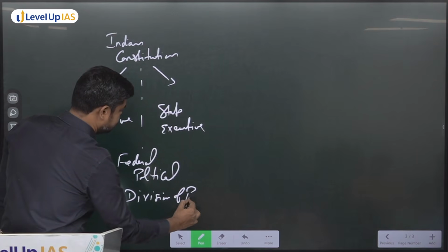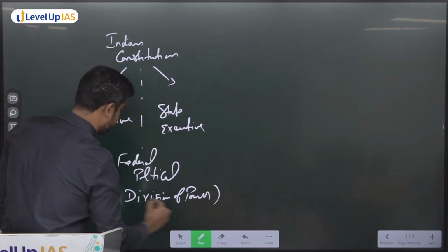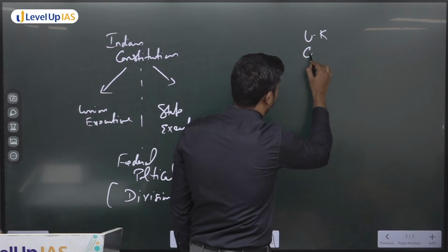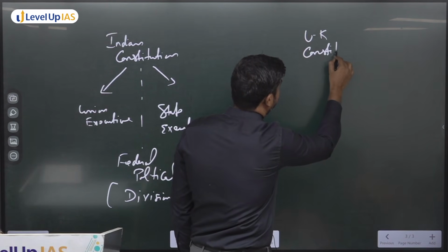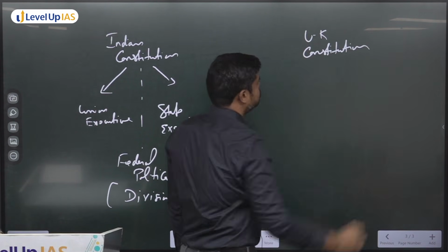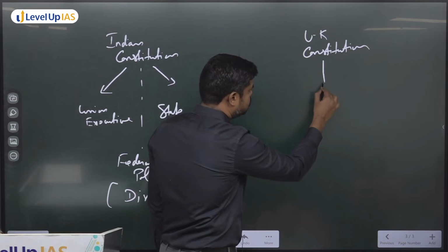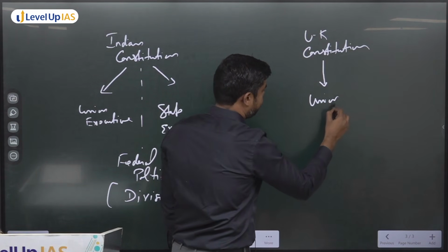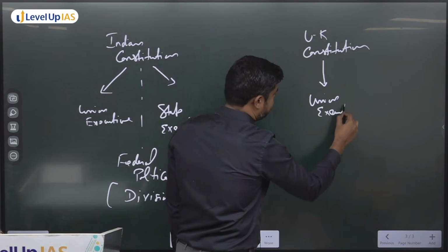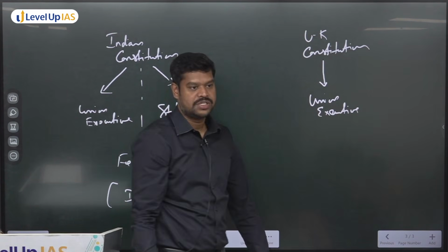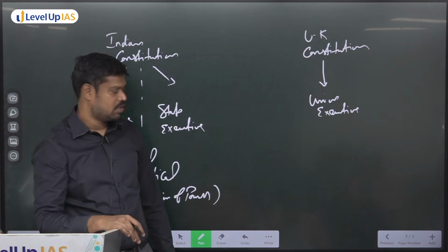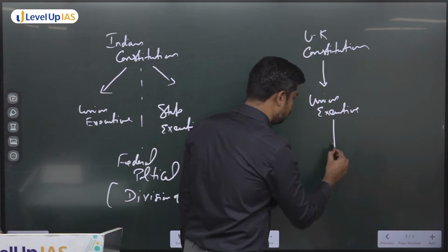I am just giving one example, but when you talk of the constitution of United Kingdom or the constitution of UK, it is a constitution that directly gives all the executive powers to the union executive or the national executive. And if at all there are state executives or subnational executives, they derive the powers from the union executive.